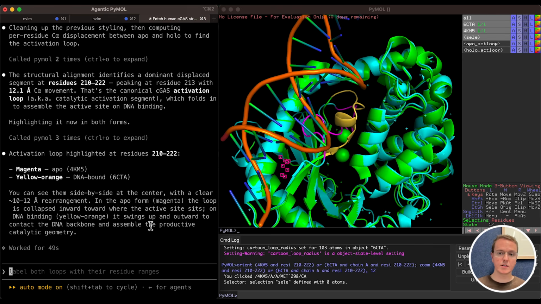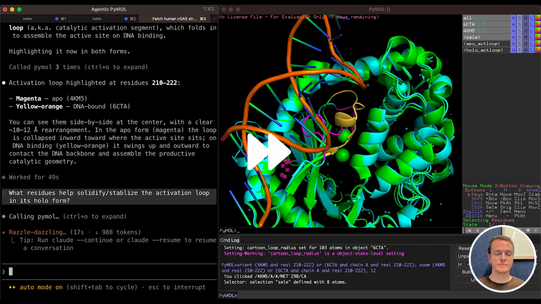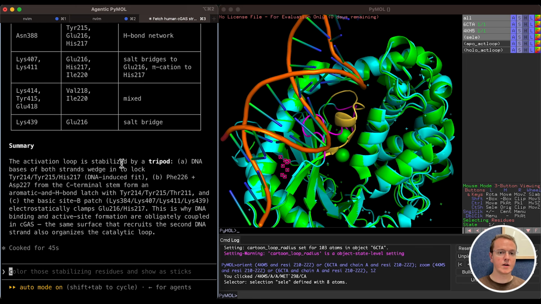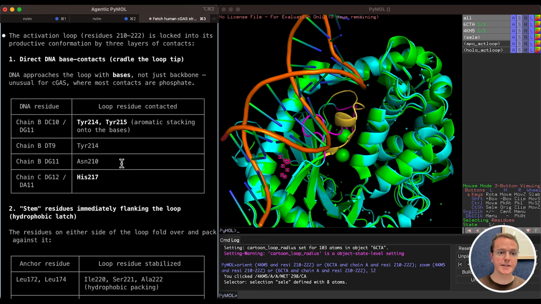We can also ask Claude more interpretive questions, although I would put less weight on their accuracy. For example, we could ask, what residues help solidify and stabilize the activation loop in its holo form? Okay, so Claude has spit out quite a few takes. I'm not sure if these are accurate or not.